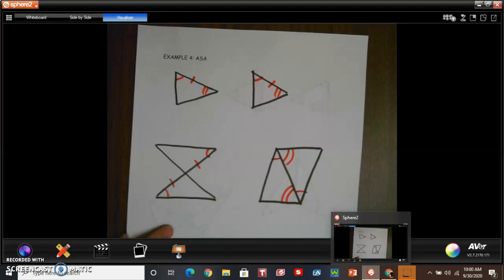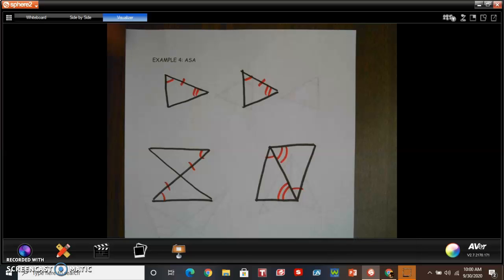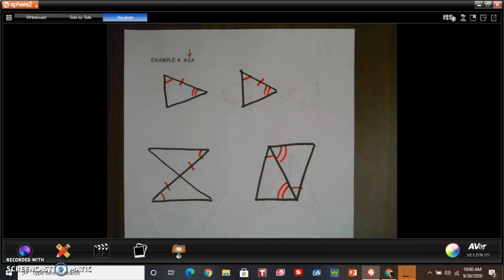All right. Time to move classes. Just kidding. Okay. So, remember, angle, side, angle means that we are going to have the side in between our angles. Okay? The side is in between them.